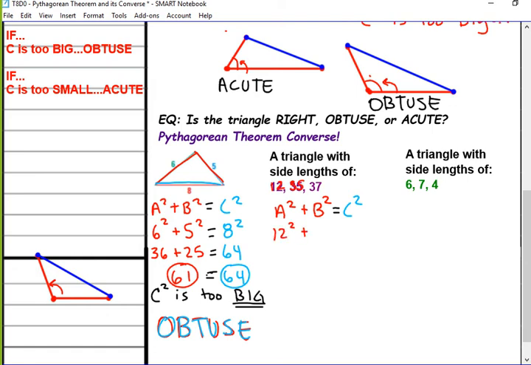Okay, and now we use arithmetic to compare. So 144 for 12 squared, 35 squared is 1225. And that's going to be equal to 37 squared, 1369. Okay, let's add our left-hand side. Let's add a squared to b squared, so 144 to 1225. That's going to be 1369. That actually matches exactly what we have on the right-hand side. So in this case, a squared plus b squared is equal to c squared. And so we know this is going to be a right triangle.